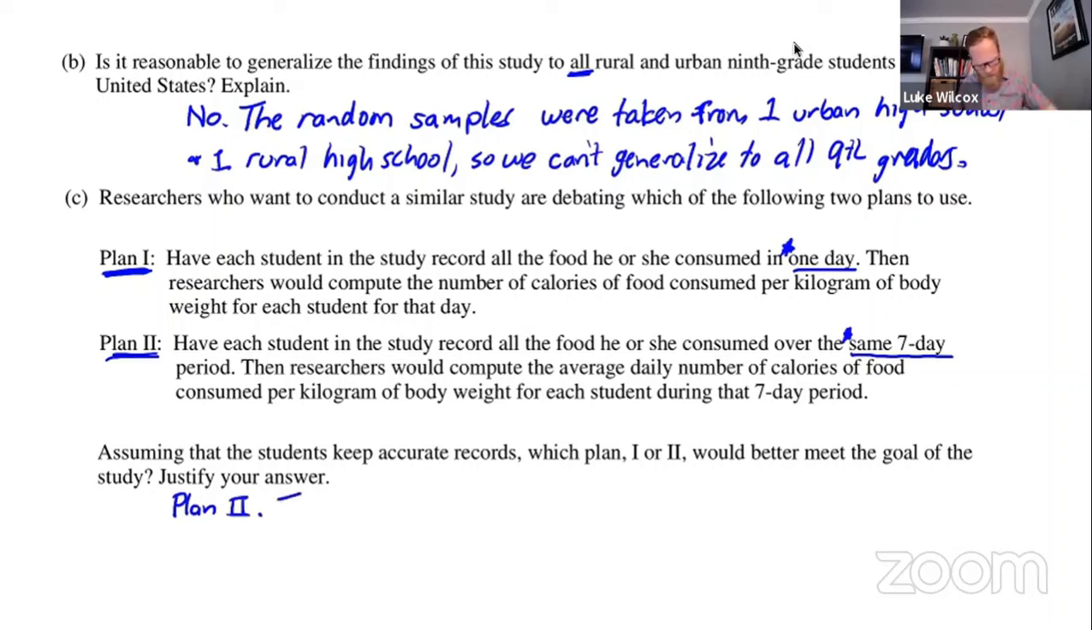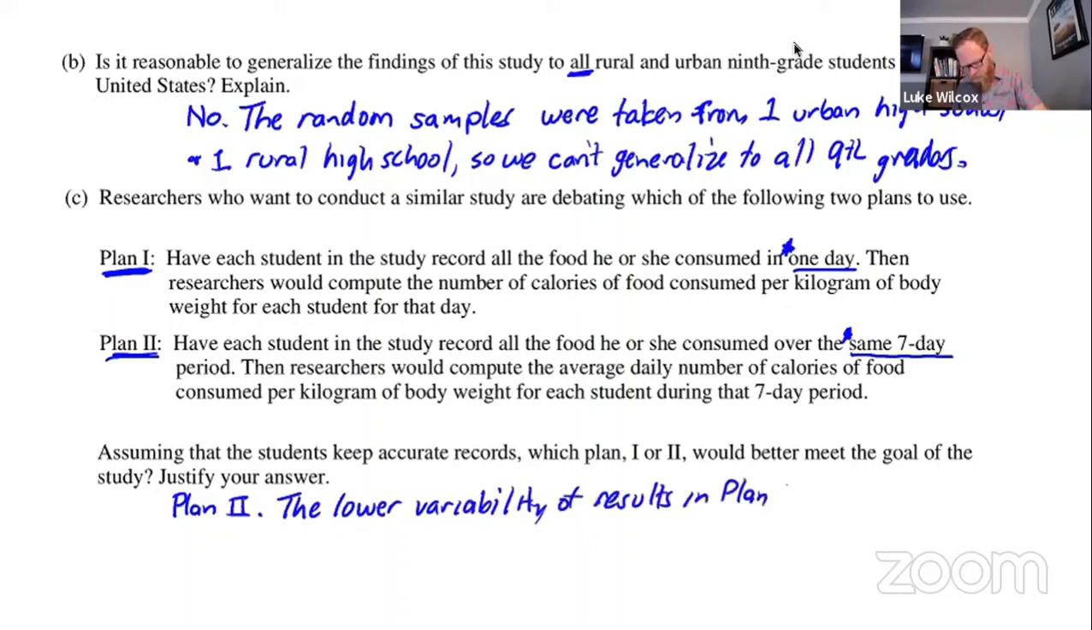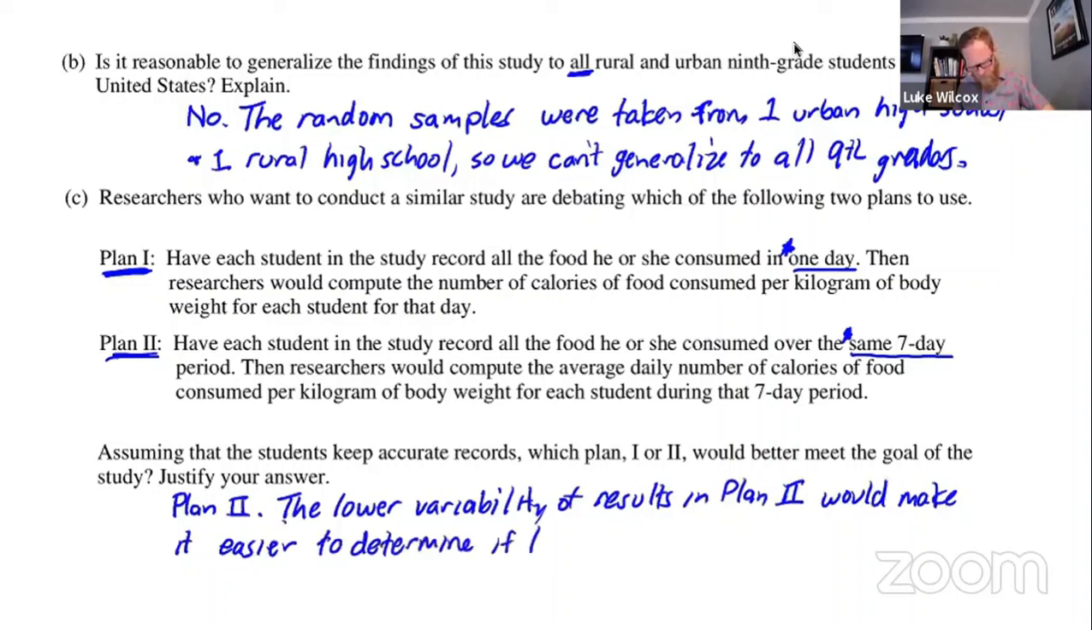So I'm going to say the lower variability of results in plan 2 would make it easier to determine if there is a significant difference between urban and rural.